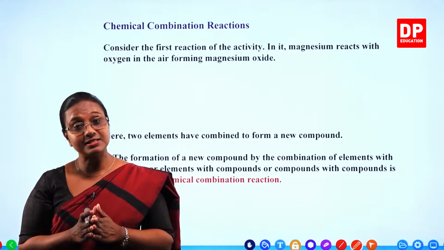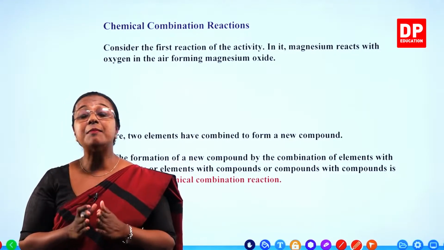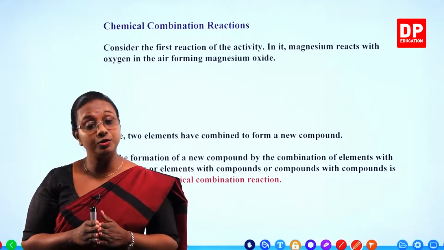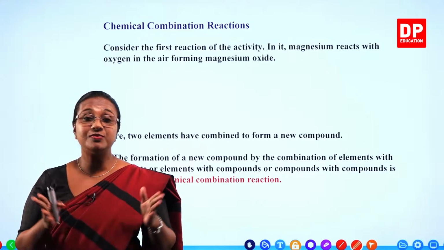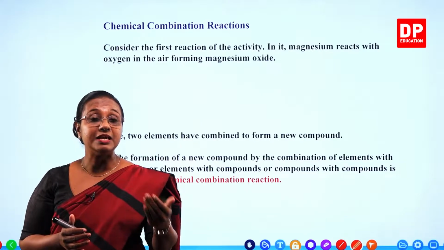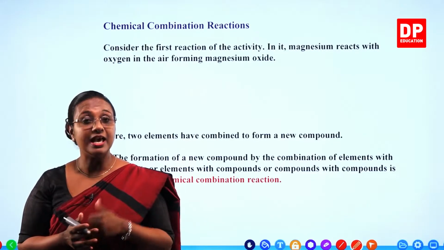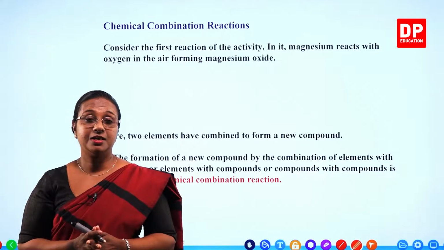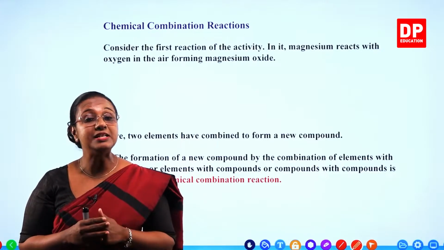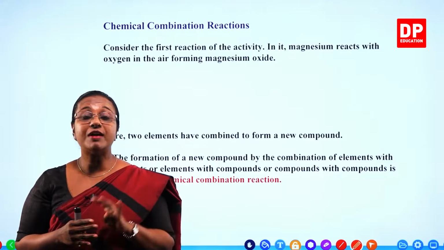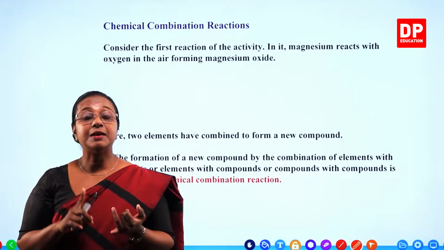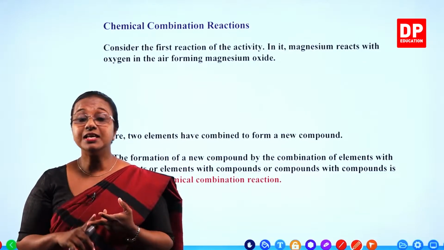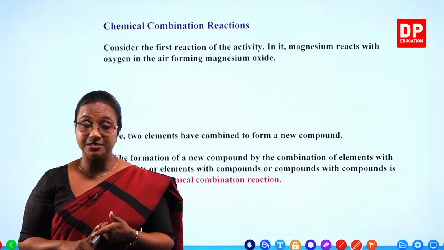Then we had the last type, the double displacement reaction. Sodium sulfate and barium chloride are two colorless solutions. When you mix them together, barium sulfate forms a precipitate and sodium chloride is the colorless product. So that is a double displacement reaction. You are familiar with the four types: chemical combination, chemical decomposition, single displacement and double displacement.